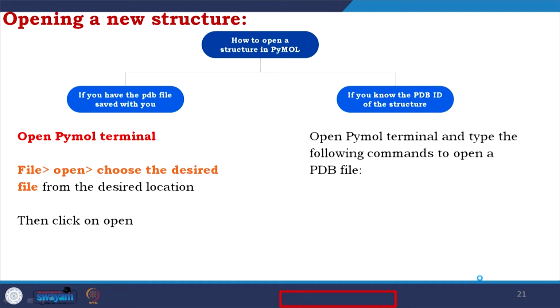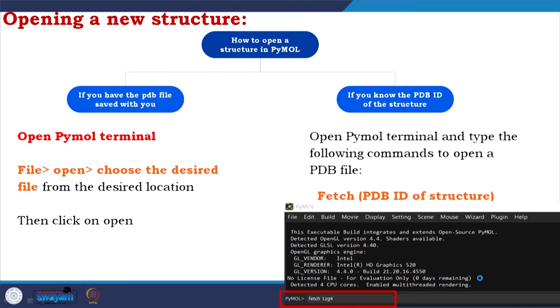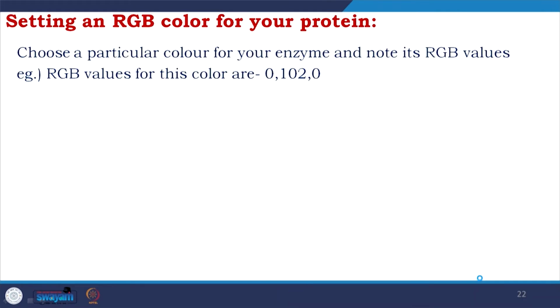If you know the PDB ID of the structure, open the Pymol terminal and type the following command to open the PDB file: fetch. Then you put the PDB ID of the structure you want to see. Here, in this command, you could put fetch and then the PDB ID. Here the PDB ID given is 1ZG4.